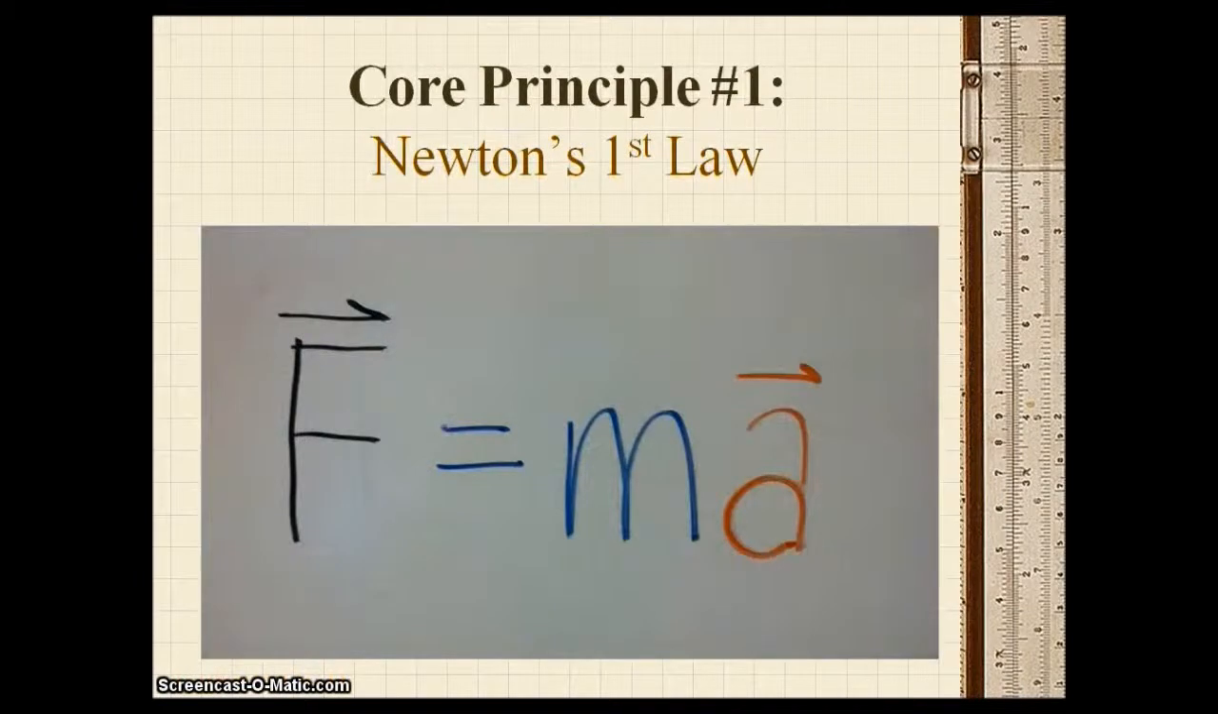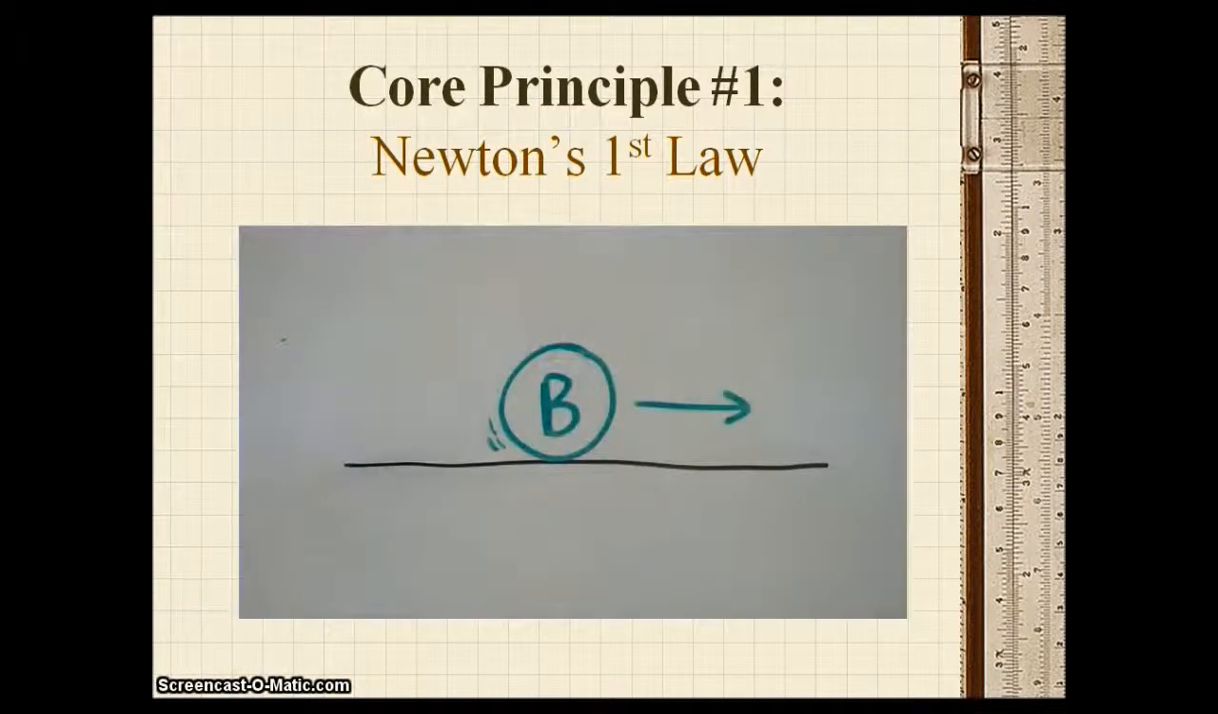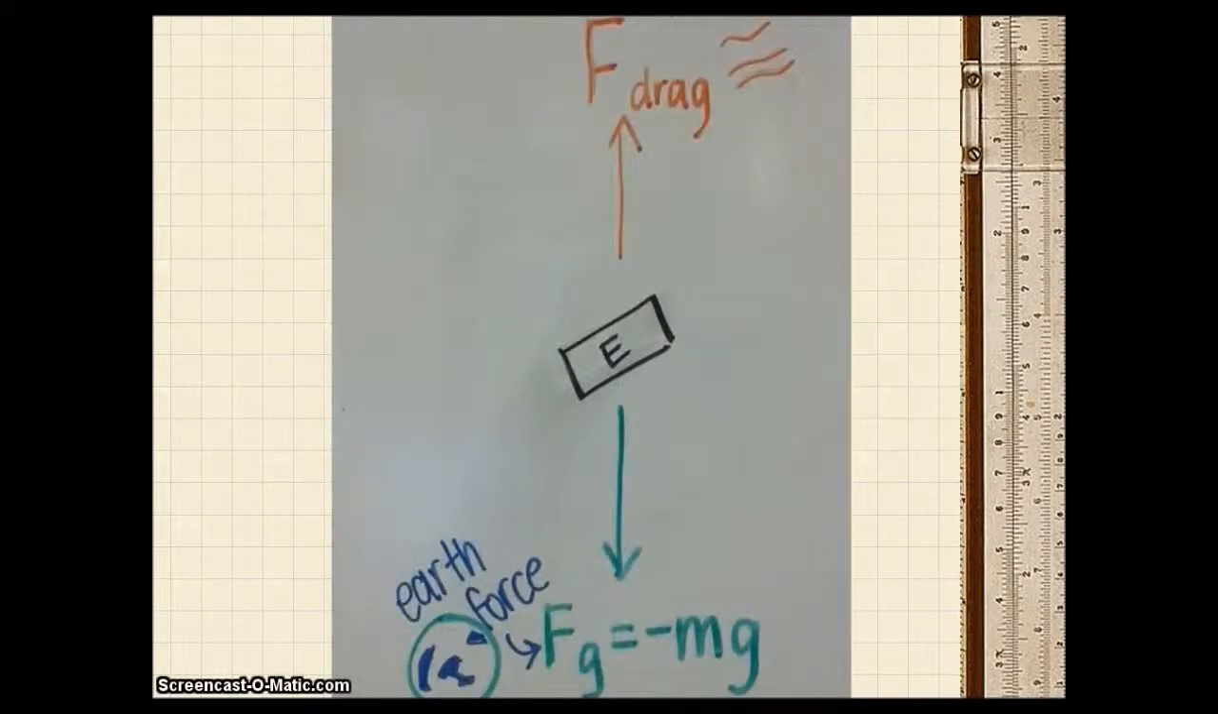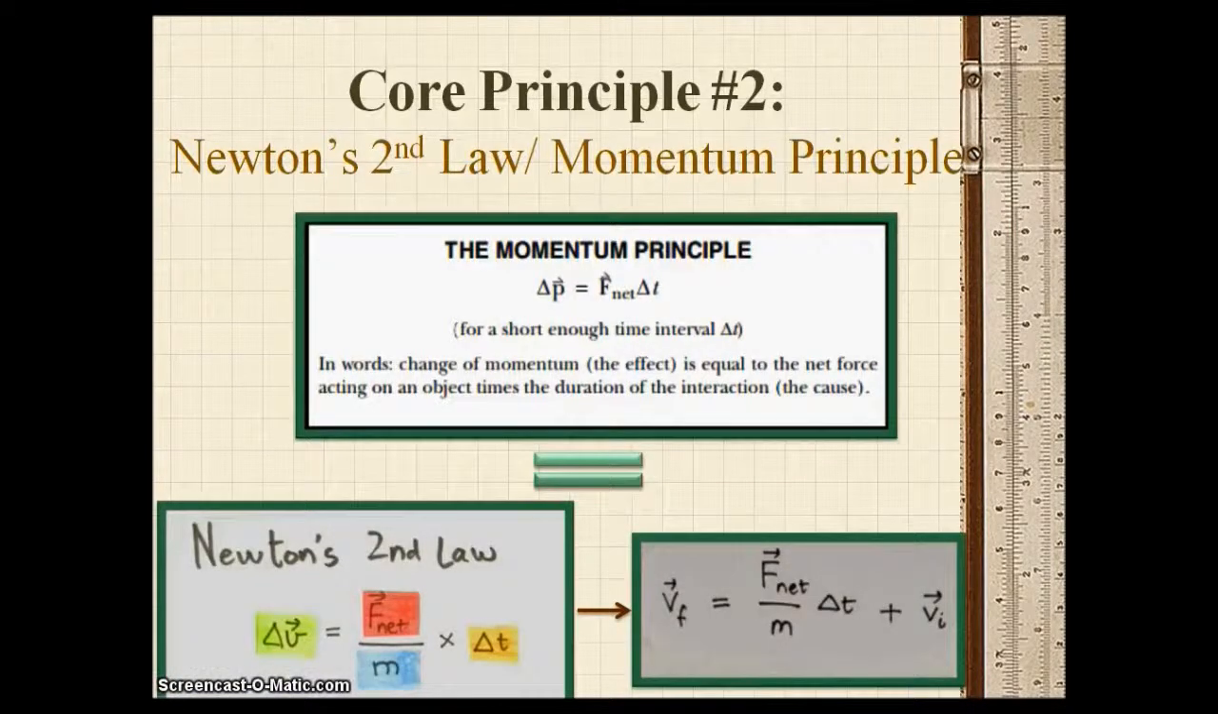Newton's first law states that an object in uniform motion will stay in that uniform motion unless acted upon by another force. In this lab, the eraser does not stay in uniform motion because of its gravity and drag forces. We also have Newton's second law, or the momentum principle, delta P equals F net delta t. You can derive that into v final equals v initial plus F net over m delta t.